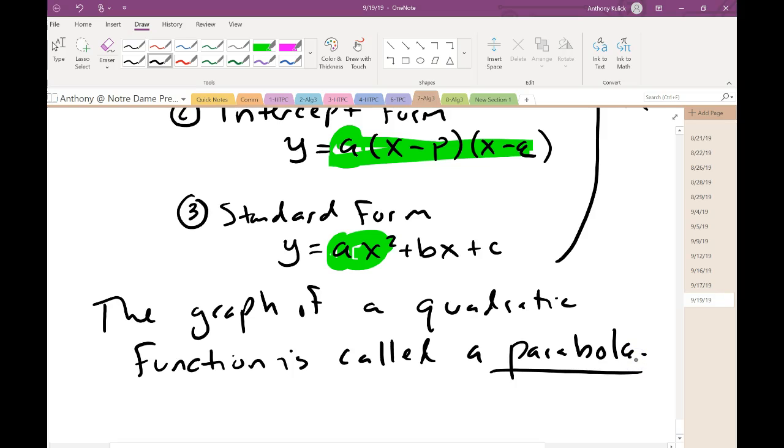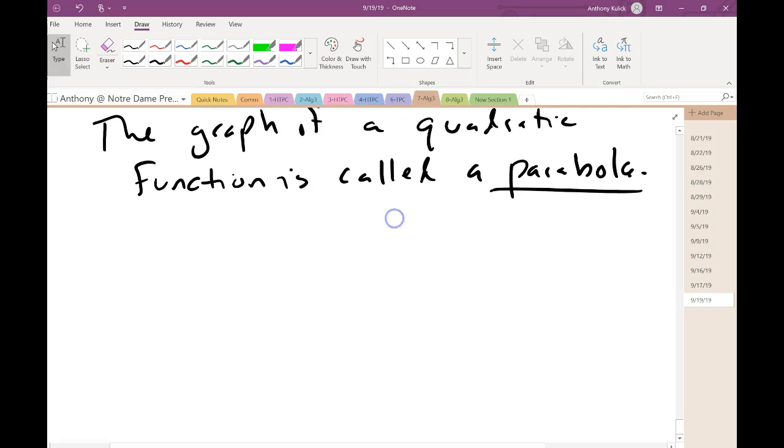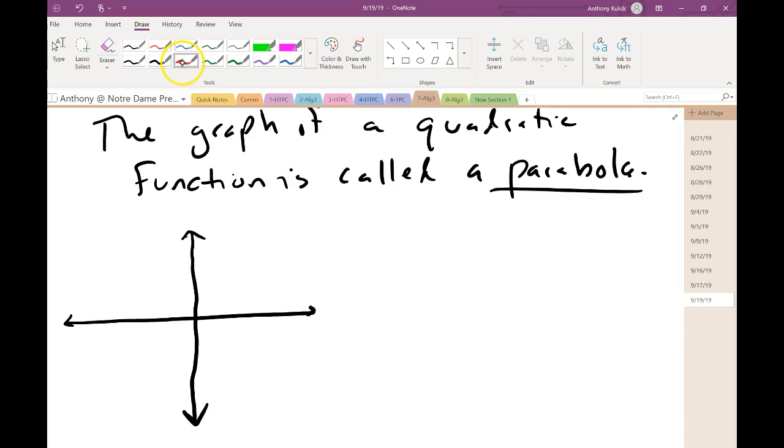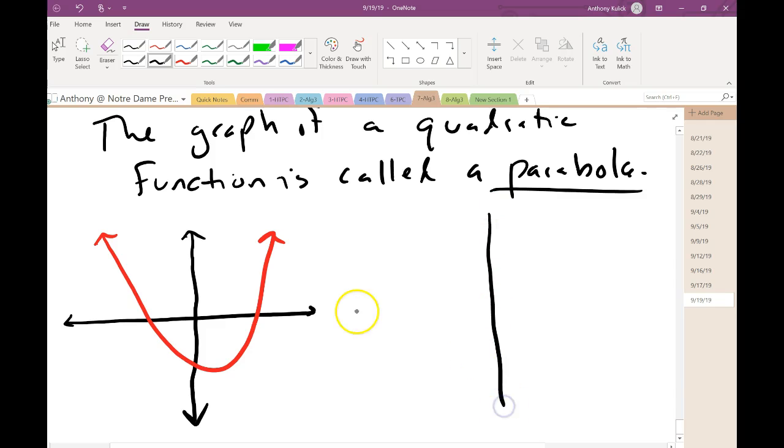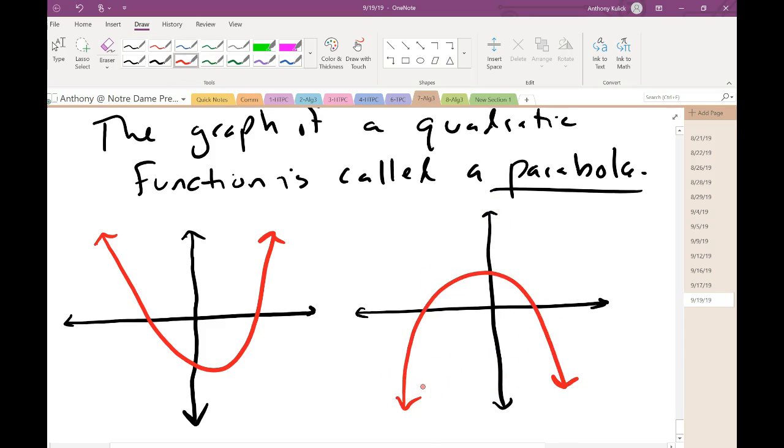So the graph of a quadratic function we call a parabola. And the shape of a parabola is basically a U or an upside down U. So we have something that looks like this, or we might have something that looks like this. Well, it wouldn't be a function anymore. So a parabola can be on the side, but a quadratic function cannot be a sideways parabola.